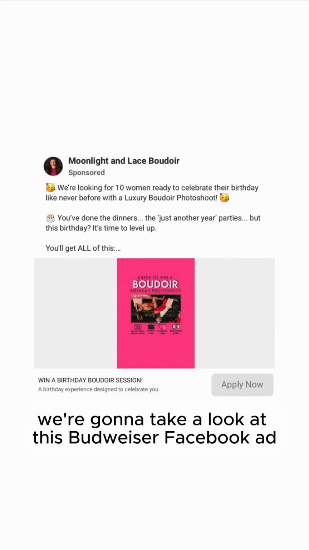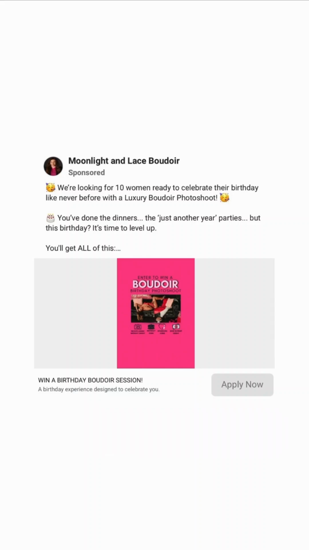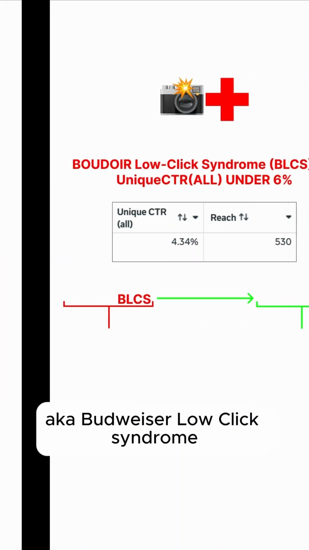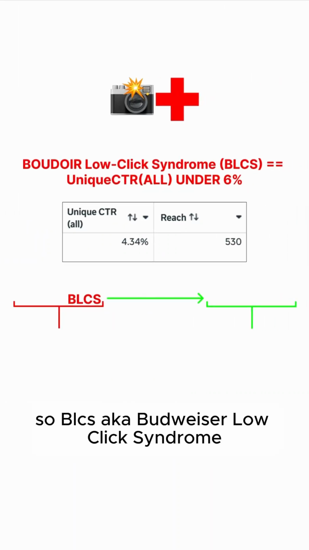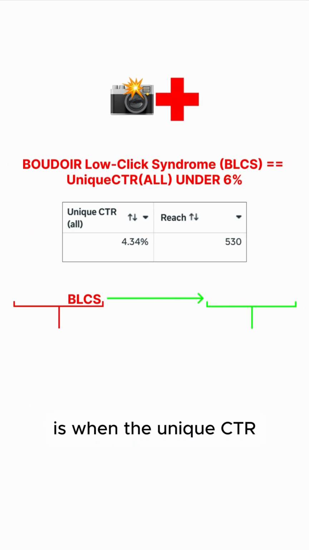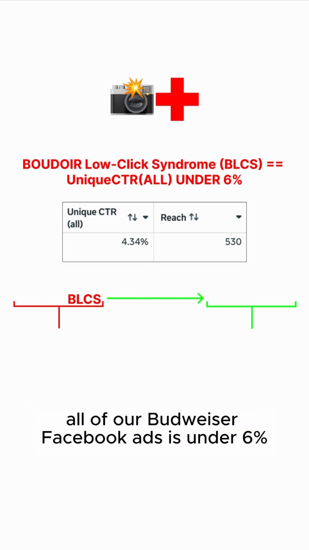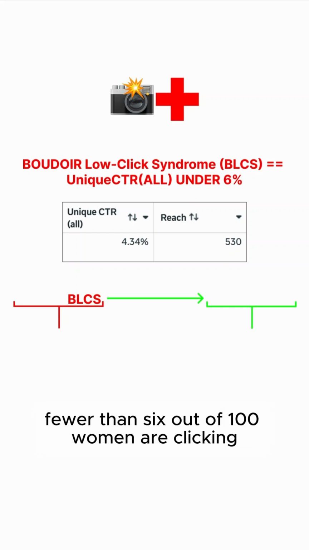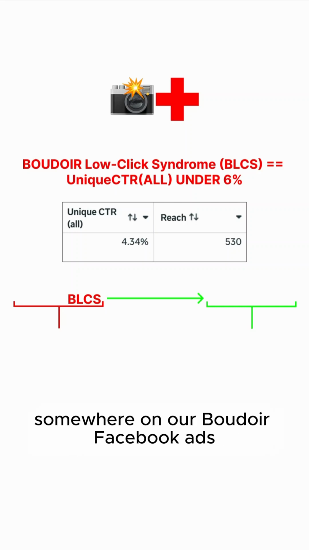All right, y'all, we're going to take a look at this Boudoir Facebook ad, see if we believe it has BLCS, aka Boudoir low click syndrome. So BLCS, aka Boudoir low click syndrome, is when the unique CTR of all our Boudoir Facebook ads is under 6%. So this means fewer than 6 out of 100 women are clicking somewhere on our Boudoir Facebook ads.